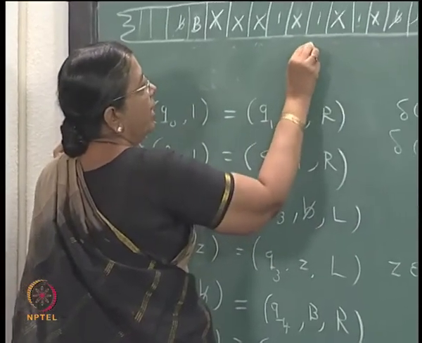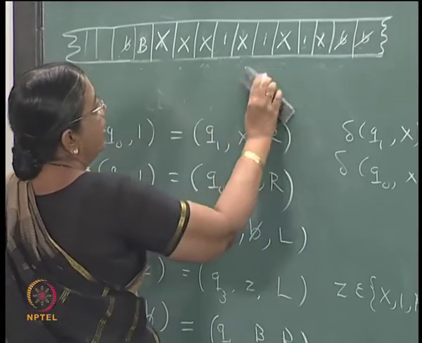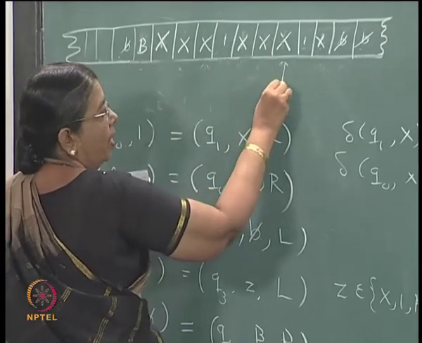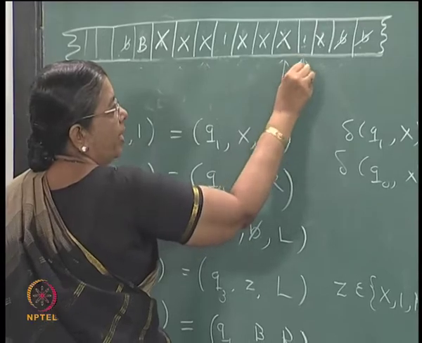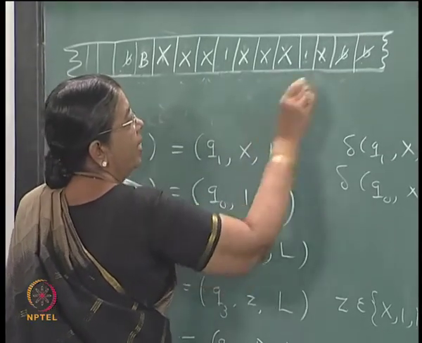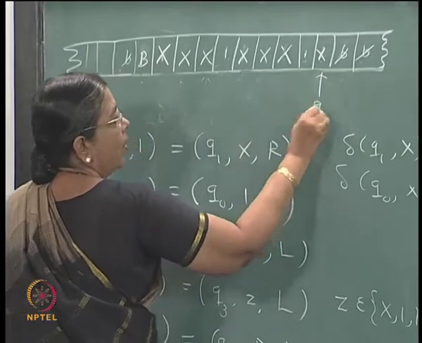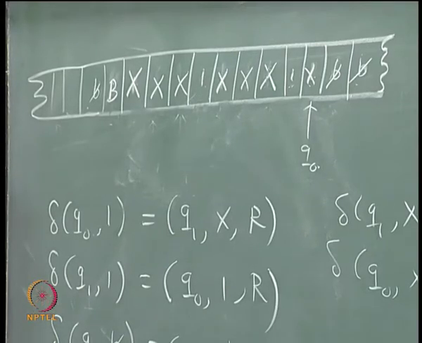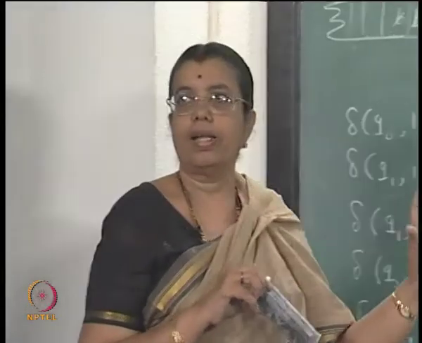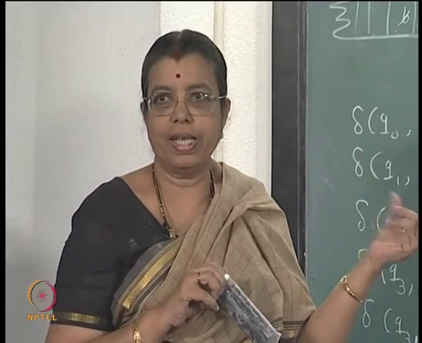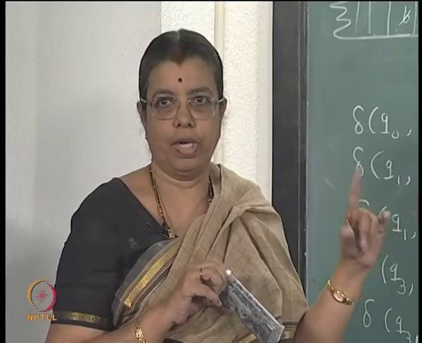So, here when it comes, it will change this into a x, move here in Q1, then move here in Q1, then move here in Q naught. Is this clear? It changes alternate ones into x's and also switches the state from Q naught to Q1 and so on.